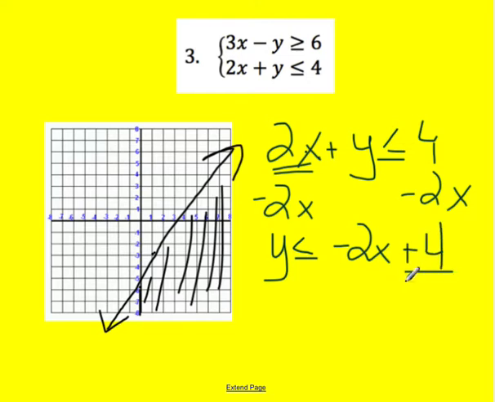So this plus 4 is where we're crossing the y-axis. So we're going to go ahead and cross it at 4. And then our slope is negative 2 over 1. So that means I'm going to go down 2 and right 1. Again, I'm going to have a solid line because there's a solid line underneath my inequality. And then I'm going to shade down from the line.